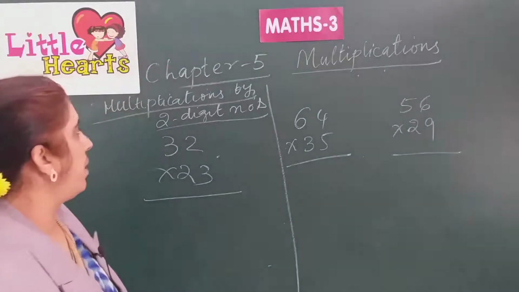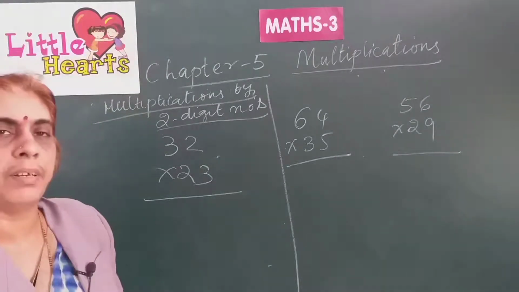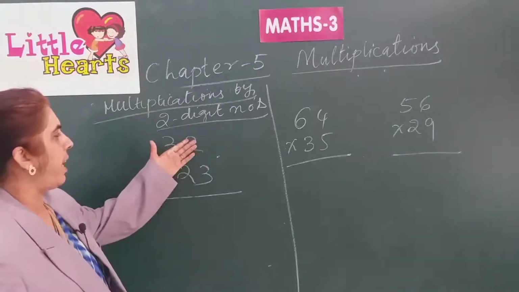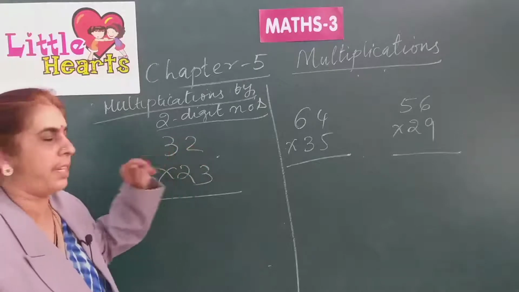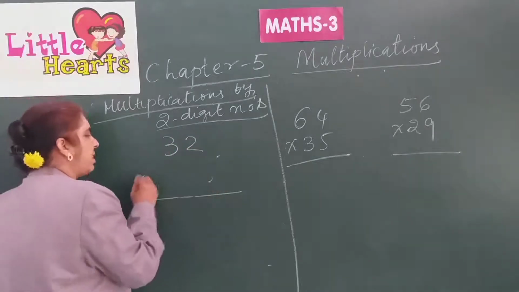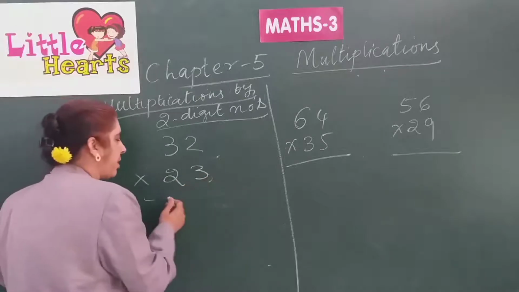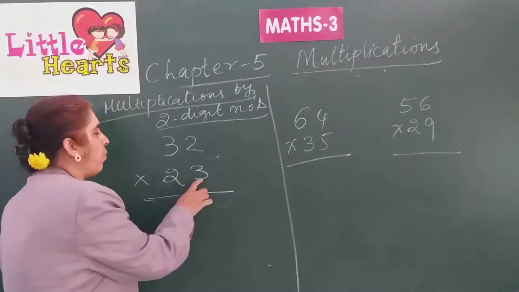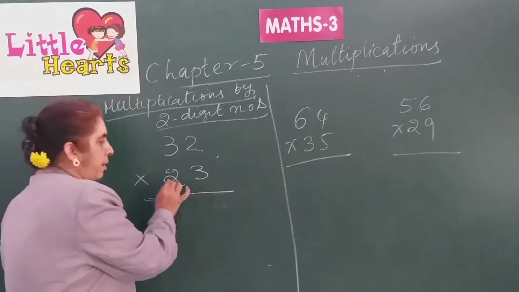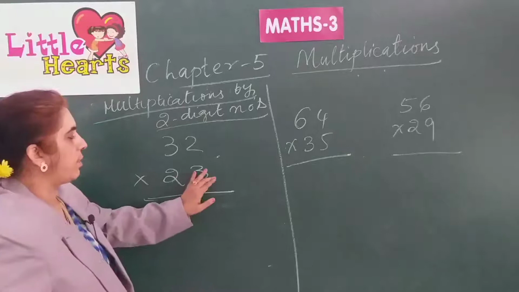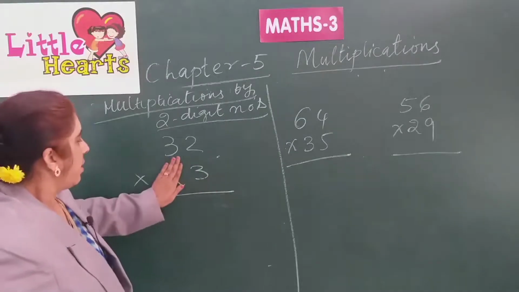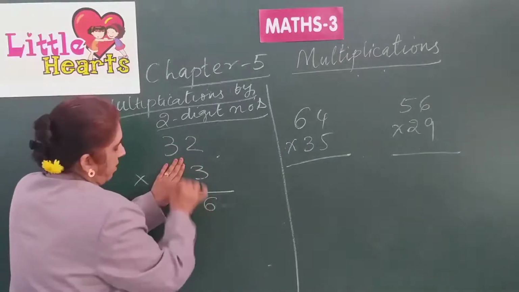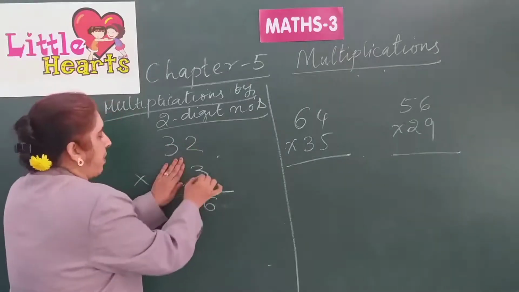Here already we have learnt multiplying by a single digit number. This is multiplying by a 2-digit number. The multiplicand may be 2-digit, 3-digit or 4-digit, but the multiplier is a 2-digit number. So always start multiplying with the ones place digit only. In the multiplier also you have to consider only the ones place digit. Close this. 3 2s are 6, 3 3s are 9. 96, 32 multiplied by 3.